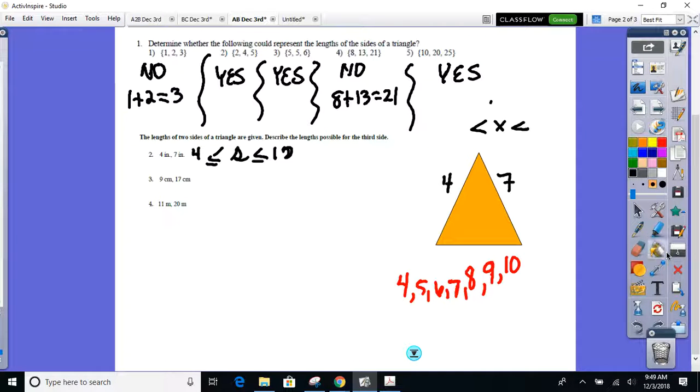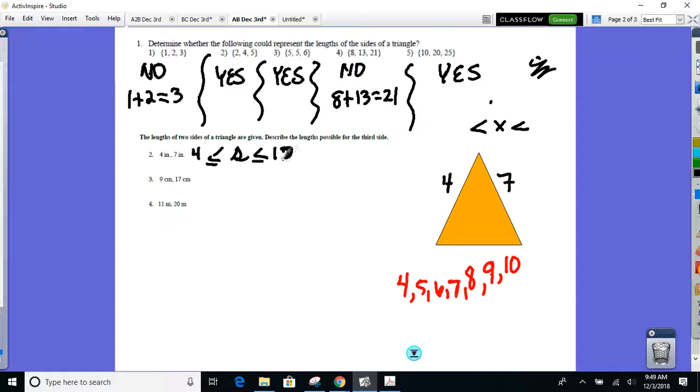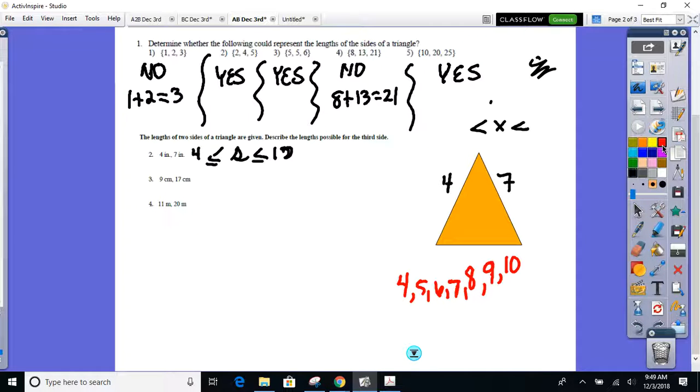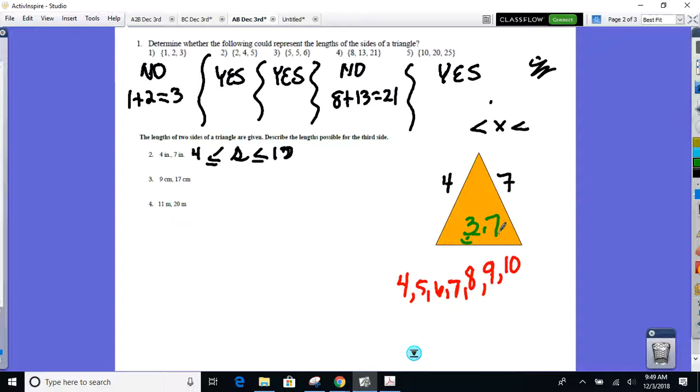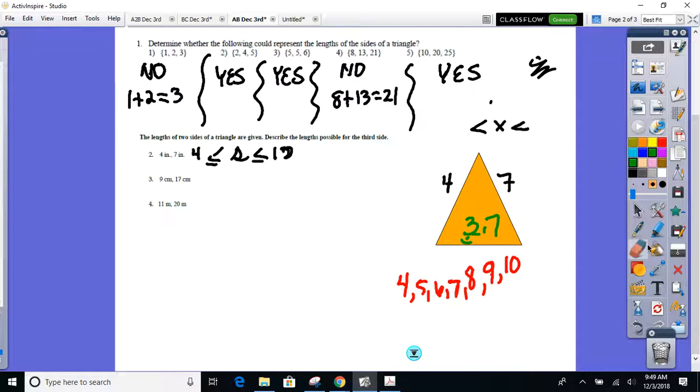But the problem is. Okay, 10. We know it's a 10. Here's the problem. Could this side be 3.7? Is that still okay for a side length? Well, what's 4 plus 3.7? Is that bigger than the third side? But is 3.7 in the inequality? No. It's got to be, though. It's a possible side length. So 4 and 10 aren't going to cut it.